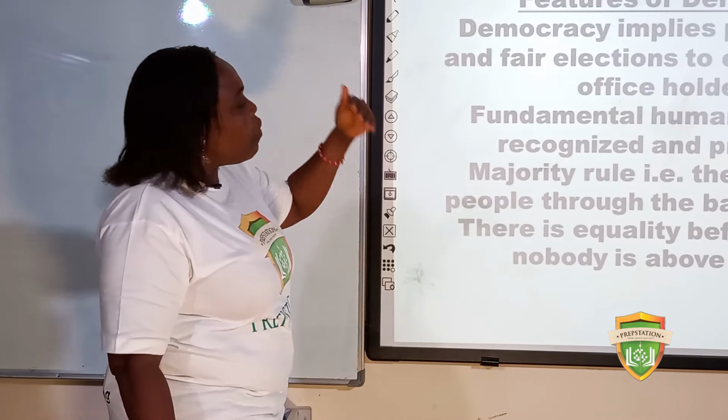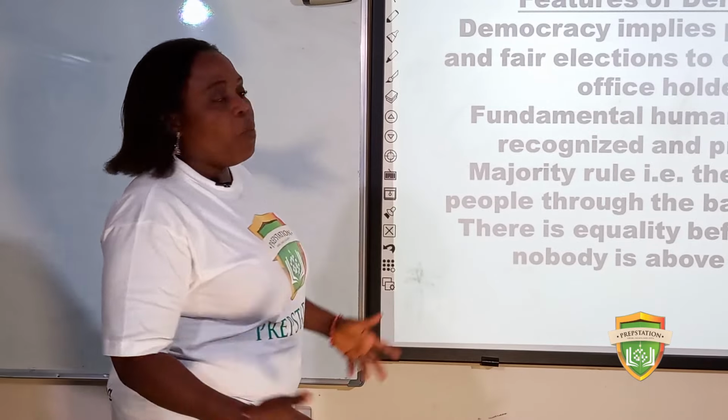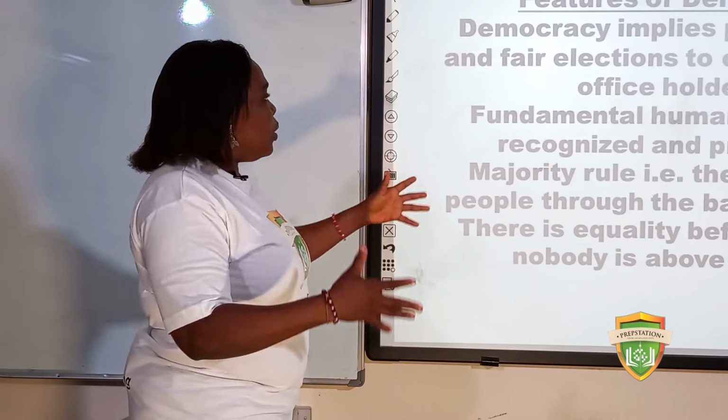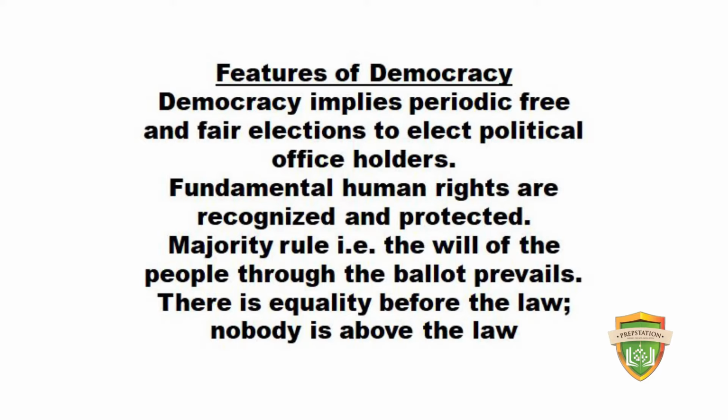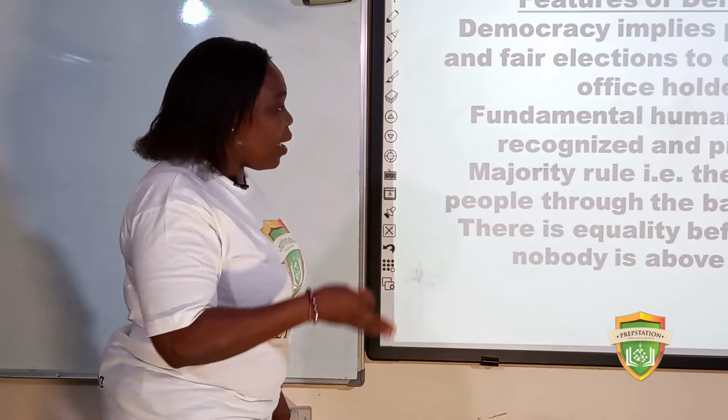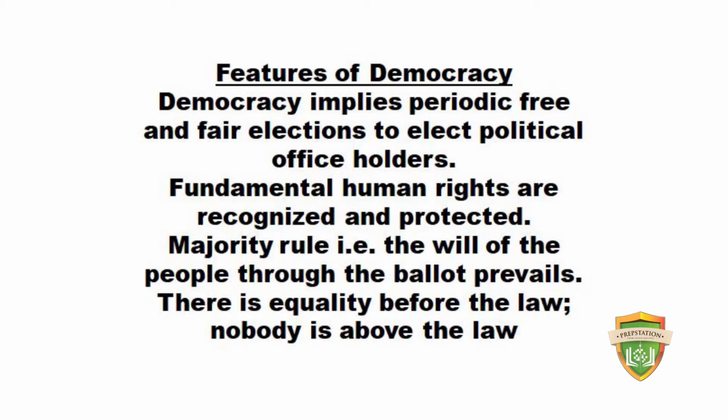Now let's look at the features of democracy. What makes a state? What makes democracy important? It implies periodic and fair elections, free and periodic elections. These are the things you need to take note of. They elect political office holders. They must go through a periodic election that is free and what? Fair.